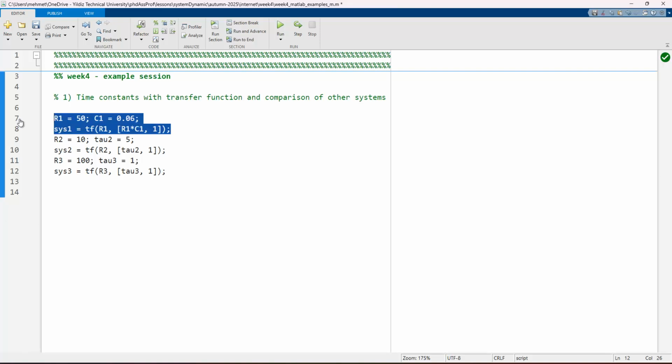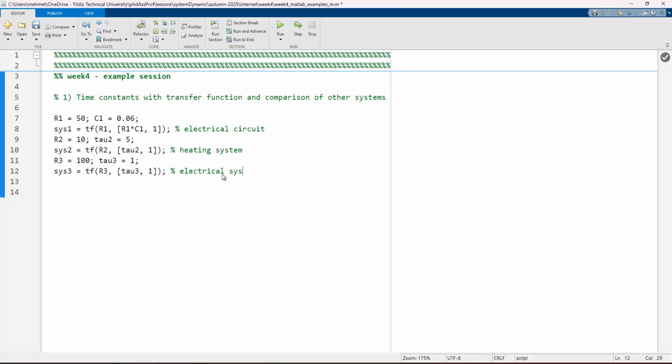This is maybe the electrical circuit. This could be, for example, the heating system. This could be, for example, an electrical system with high reactivity. This is our assumption for the system based on its dynamic response.